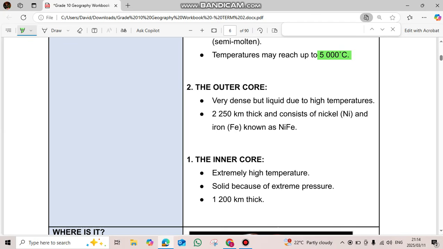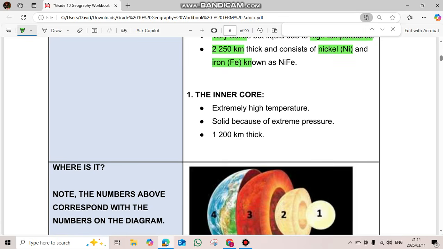In our outer core, we refer to this as our liquid outer core. So this layer is extremely dense and has very high temperatures. If we look at the composition, we're going to find predominantly nickel and iron metals, and the layer is 2,250 kilometers thick. Then at the bottom, in the center of the Earth, we find our solid inner core.